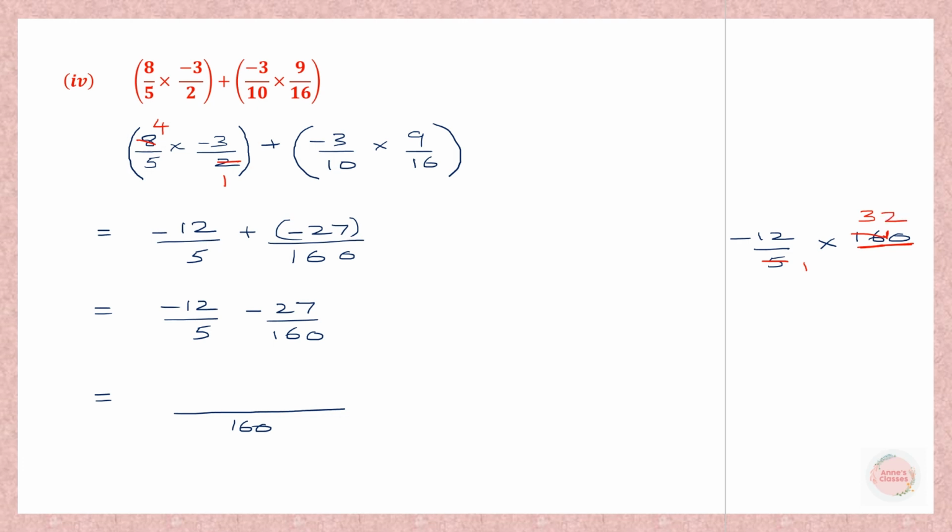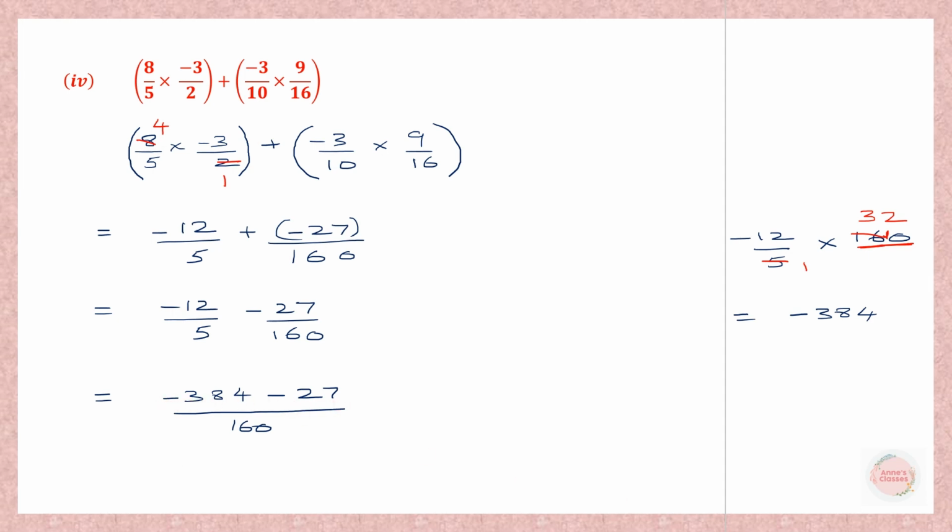So now we have to multiply minus 12 into 32. That is minus 384. So that is our first numerator. Let's write it here, minus 384. And look at the next one. This denominator is 160. Here also it's 160. So we can write this as it is, minus 27. So let's write that, minus 27. Now let's subtract this, that is minus 384 minus 27.